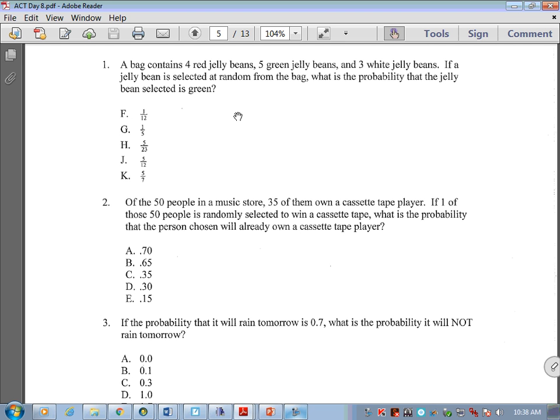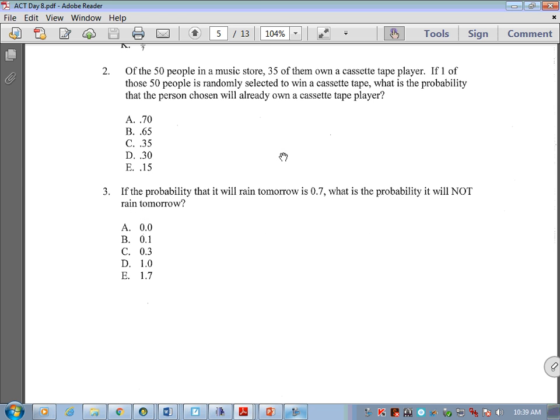I got it. 5/12. Okay, 5/12 is correct. Okay, number 2, Lily. Didn't get it. Okay. Let's kind of scroll up here.